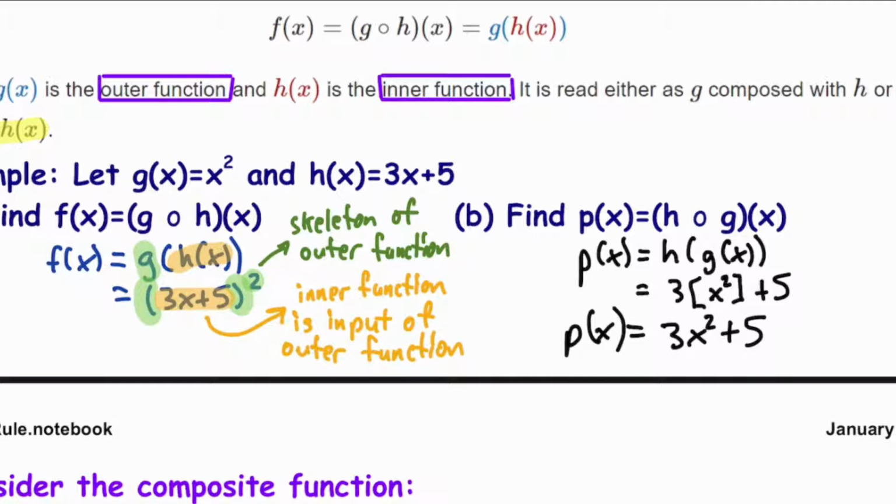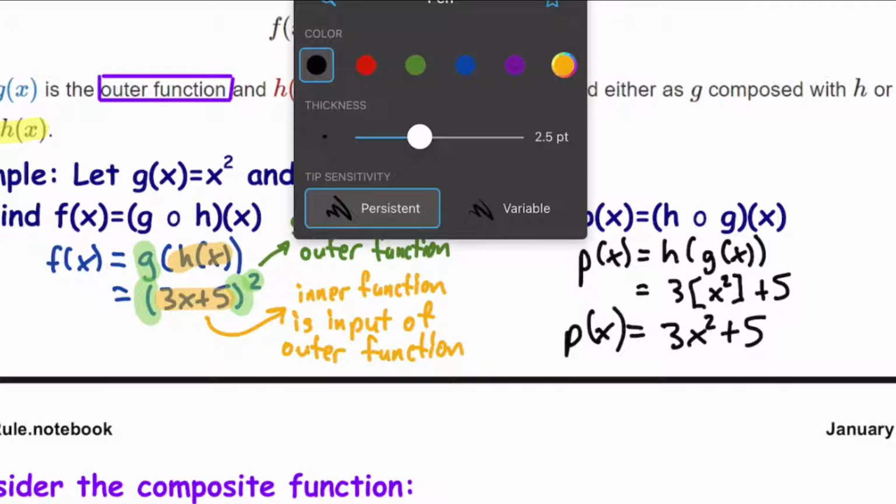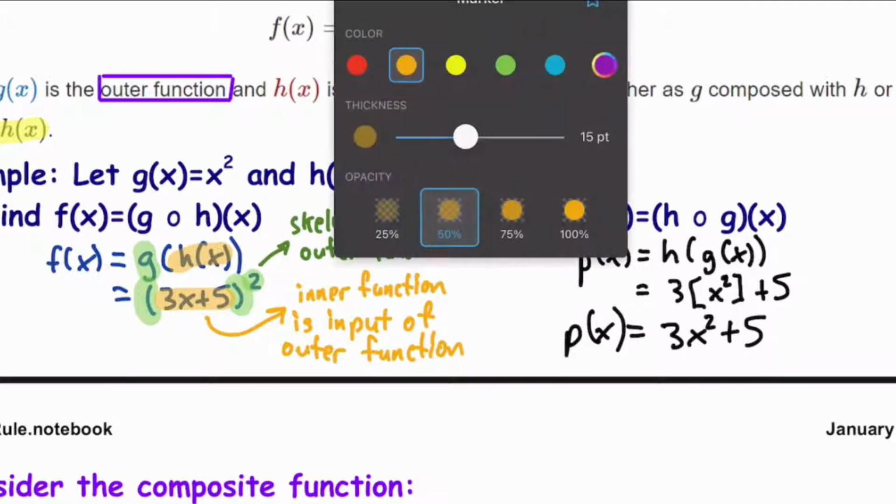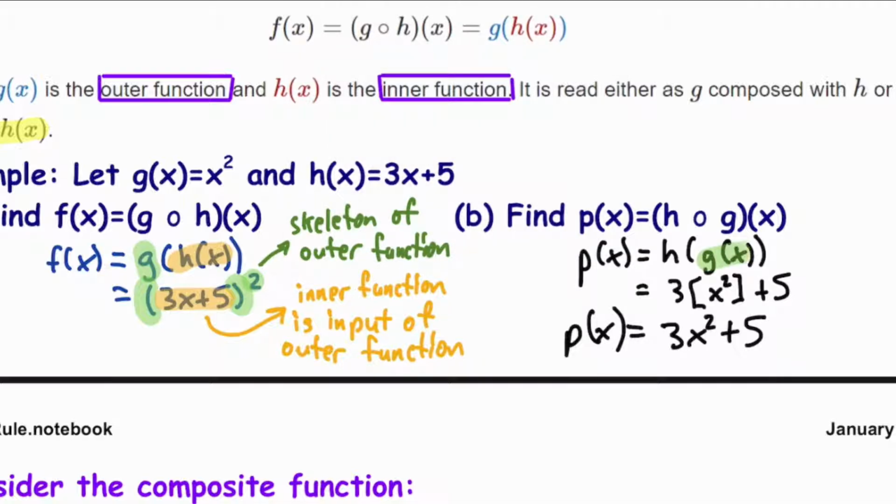And we can just color code that real quick. g of x can be green, and h of x will be orange. And so those pieces are coming together to form our composite function.